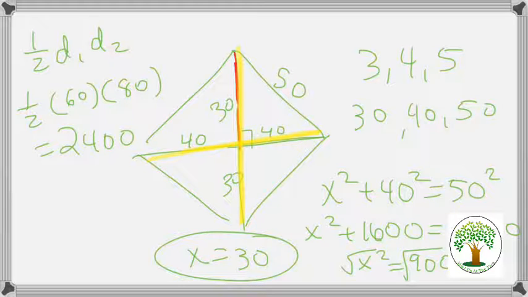Inches squared. Yes, they gave us the units on this as being inches, so we need to write inches squared. I'm going to make this a little smaller so that I can fit it. All right, 2,400 inches squared. Okay then. All right, questions?